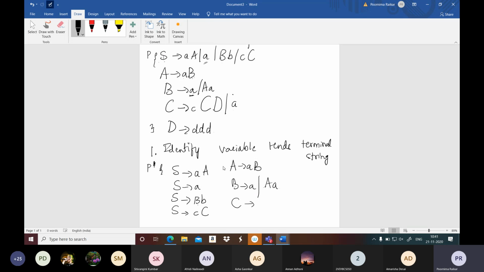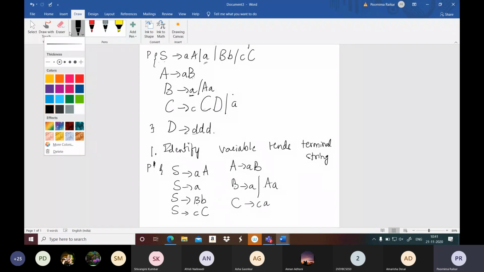Then C. C → small c is there. For capital C, there is no rule given that generates terminals by itself, so I cannot go for capital C alone. You can have A, and for capital C also you can have A. That means small c A you can substitute, and for D you can substitute small d. That means I can consider this rule also.